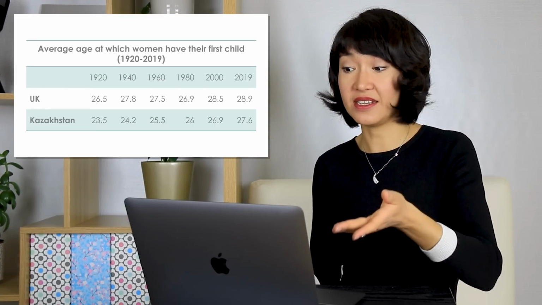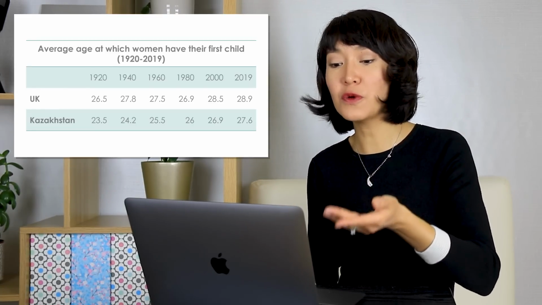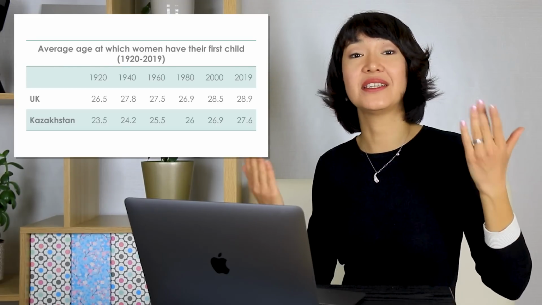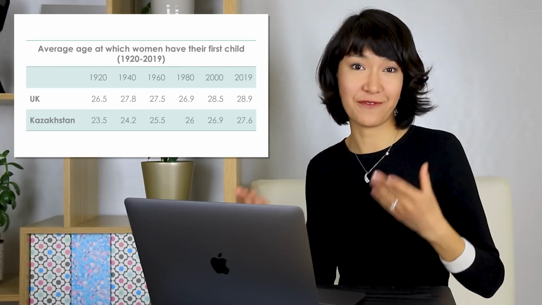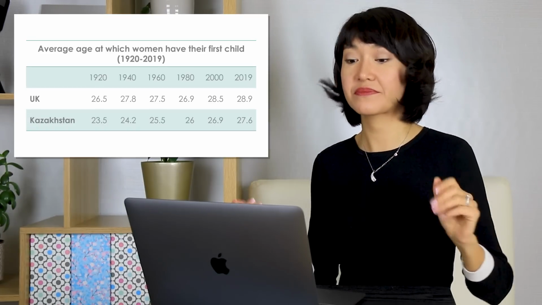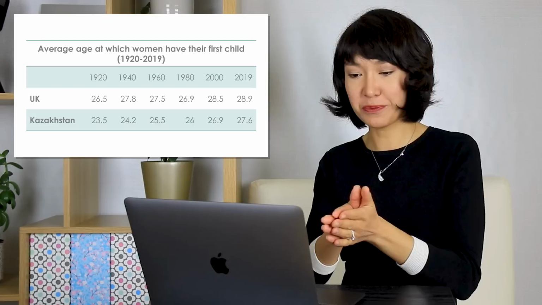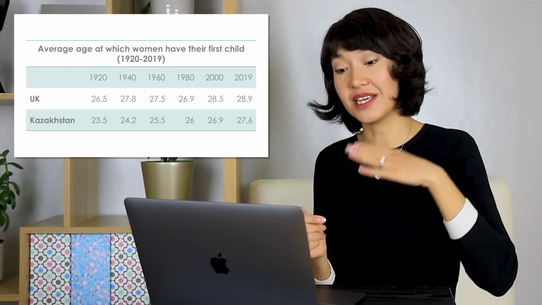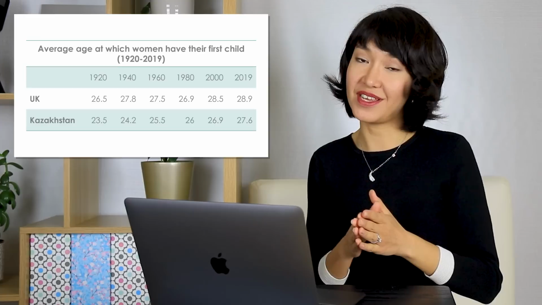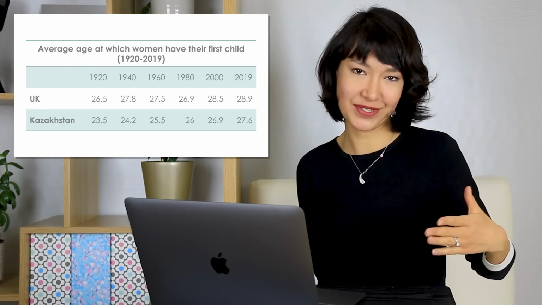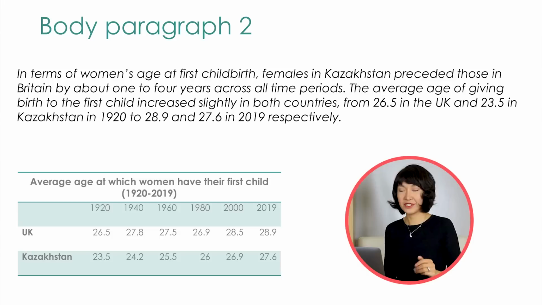Well, I can see that numbers in Kazakhstan are always lower than numbers in the UK. This means that women in Kazakhstan give birth to their first child earlier. That's an important conclusion. And then I don't want to report all these numbers. So I'm going to talk about numbers at the beginning of the period and then at the end. You could talk about the highest and the lowest numbers. It's up to you. So let's have a look at my body paragraph.